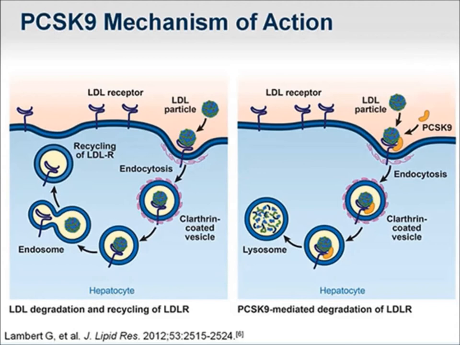When PCSK9 is not present, you get recycling of LDL receptors back into the membrane, which means that you never lose that ability to suck up more LDL and take it out of the circulation. So it stands to reason then that if you can somehow nobble PCSK9, you can make more of your LDL receptors recycled and fewer of them broken down. And that is what that monoclonal antibody is doing.